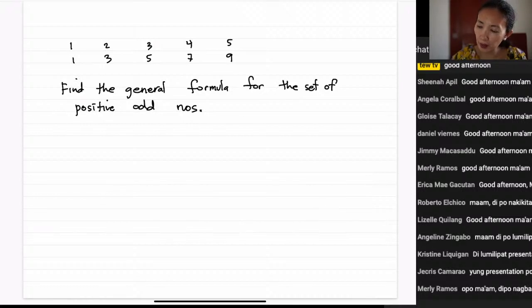So the first odd number, 1. The second odd number, 3. 3, 5, 7, 9. Okay? So how do we derive the formula? So that if I would ask you the 10th, then you could easily tell me, the 10th must be 19. Okay? The 10th must be 19. The 50th must be 99, and so on.